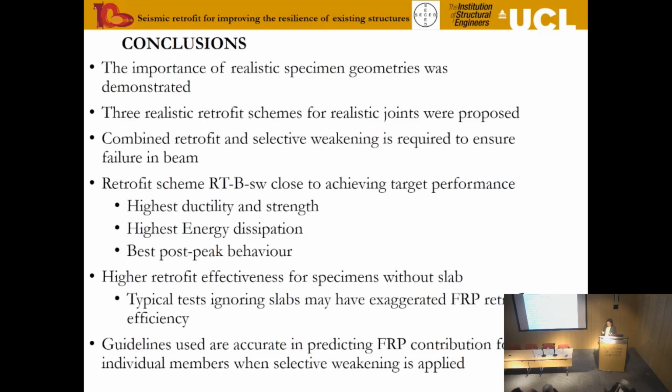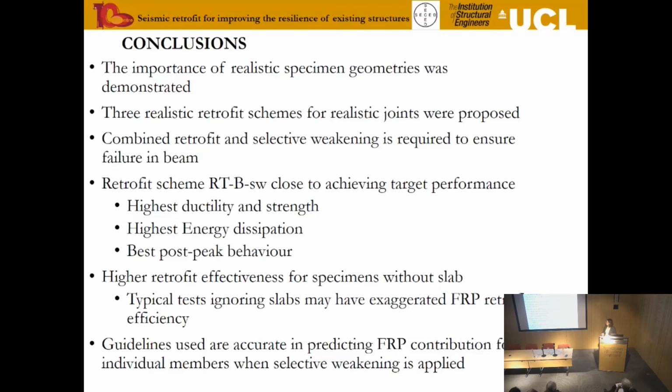So to conclude my section, essentially, we found it extremely important to look at realistic specimens and realistic geometries to take into consideration practical applications in our design. There are still quite a lot of challenges out there in designing retrofit and in considering real application. We found that our scheme B, which uses the selective weakening and strengthens also the beams to avoid failure in the joints, provides the highest ductility and strength, the highest energy dissipation, and the best post-peak behavior.